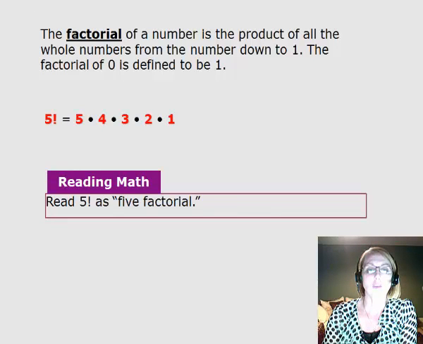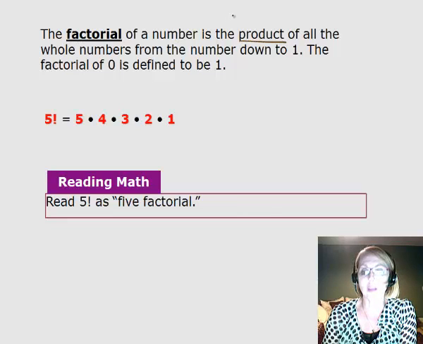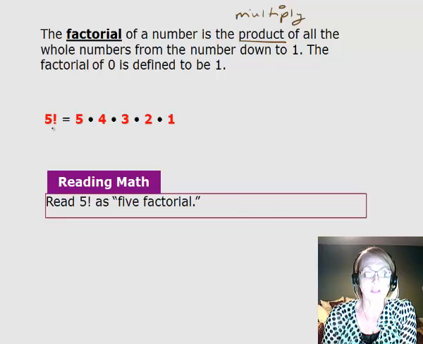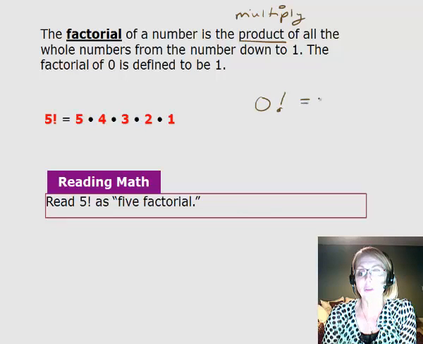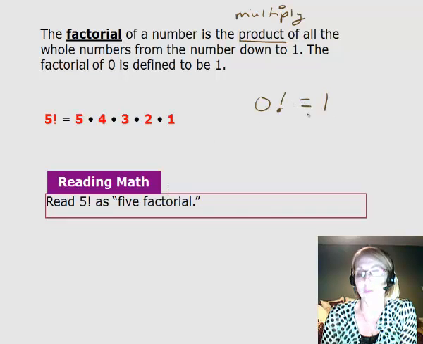Our first word is the word factorial. Now, the factorial of a number is the product. Product means to multiply all of the whole numbers from the number down to 1. The factorial of 5 is 5 factorial. That's how you pronounce this. It's 5 times 4 times 3 times 2 times 1. And you read this 5 factorial. Now 0 factorial is a special case. That simply equals 1. So when you see 0 factorial, it means 1.